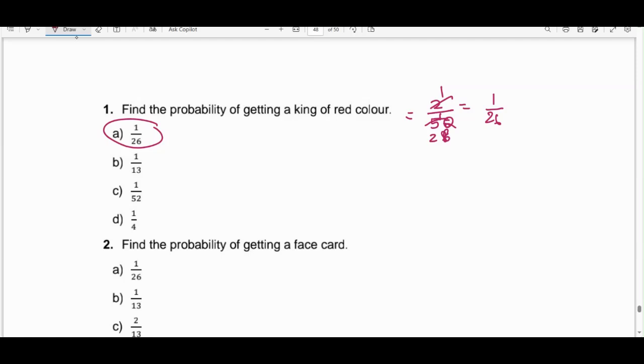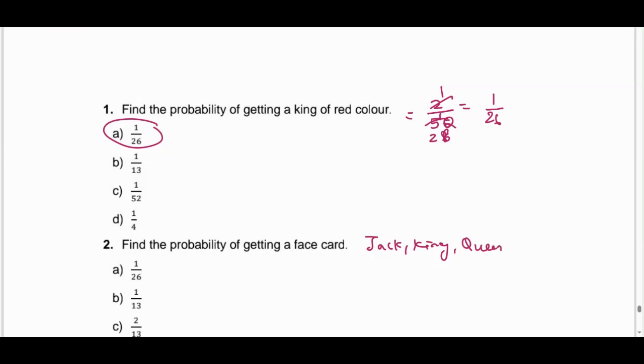So next one, the probability of getting a face card. How many face cards do we have? A face card is nothing but a jack, king and queen. These are called face cards. So how many jack, king and queen will we have? There are four sets, and in each set you'll have three, so it will be 12 face cards. So it will be 12 divided by 52, which simplifies to 3 by 13 as the answer.